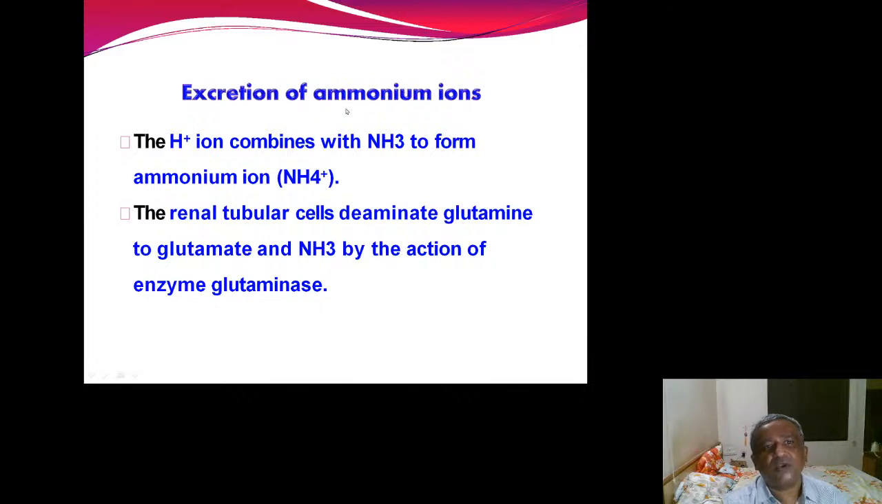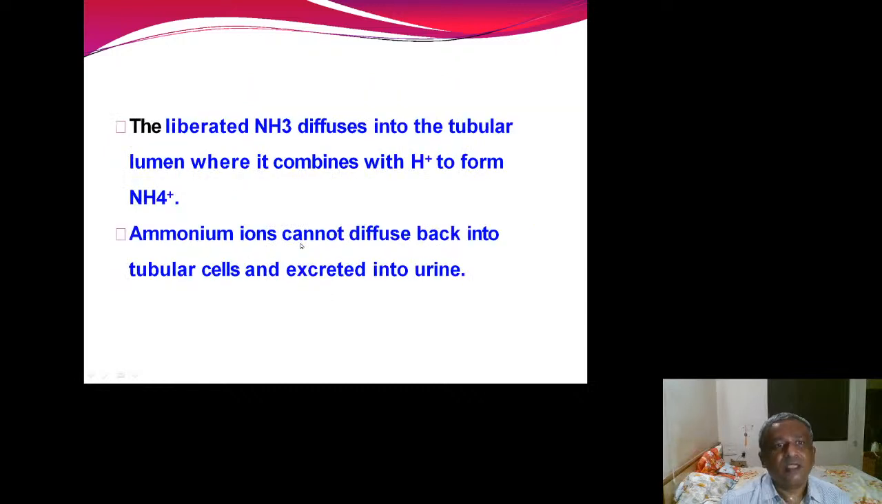The excretion of ammonium ions. The H plus ion combines with ammonia to form NH4, the ammonium ion. The renal tubular cells deaminate glutamine and glutamate to NH3 by the action of the enzyme called glutaminase. This liberated NH3 diffuses into the tubular lumen where it combines with the H plus to form NH4, the ammonium ions. The ammonium ions cannot diffuse back and they are excreted into the urine.